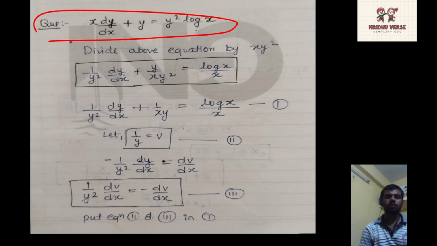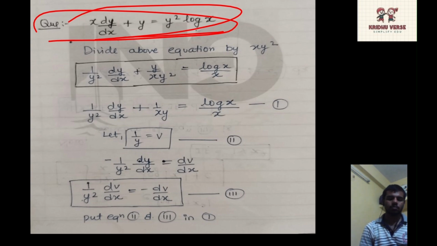Okay. So the question is x dy/dx plus y equal to y^2 log x. This is the equation we got. Now first step: whatever value we get on the q side, I mean this side, that we have to divide. So divide our equation by y^2. The first point is to divide the equation by y^2.